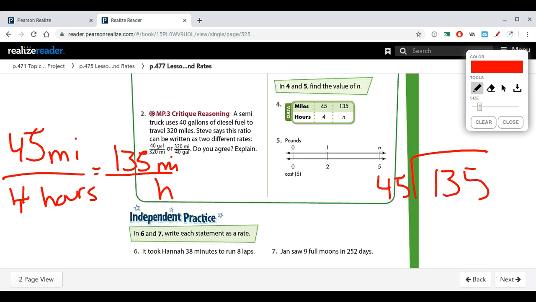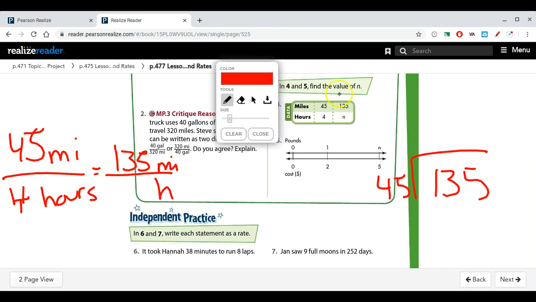And my guess is that 45 is going to go into 135 3 times. Checking: 5 times 3 is going to be 15. I put down the 5, regroup the 1. 3 times 4 is going to be 12, plus 1 is going to be 13. So I was correct. So my rate is going to be 135 miles for every 3 hours.